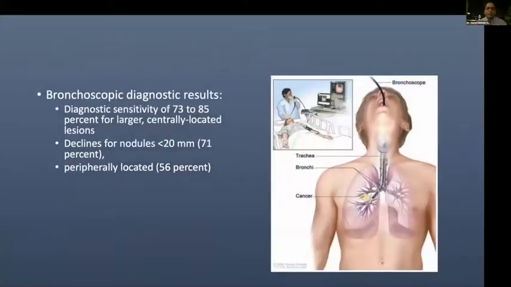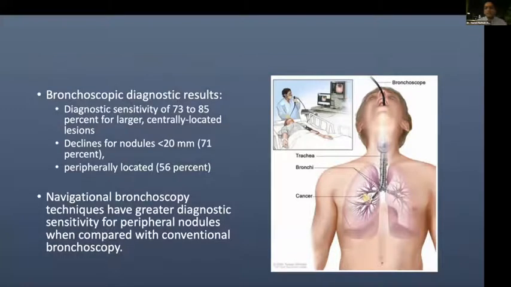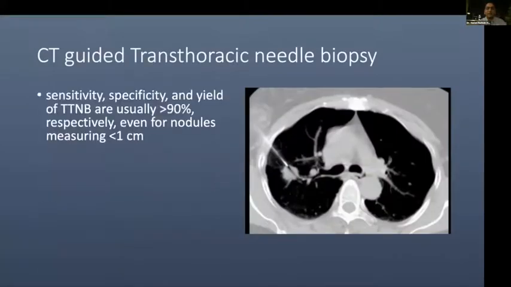So for bronchoscopic diagnostic results, generally bronchoscopy biopsies are done mainly for more centrally located lesions. And you can see here their yield is about 73 to 85%. But with navigational bronchoscopy, the yield is actually getting better and better, and I'll touch on it a little bit later. So CT guided biopsy is quite straightforward.